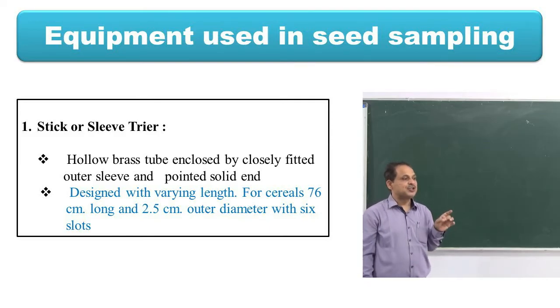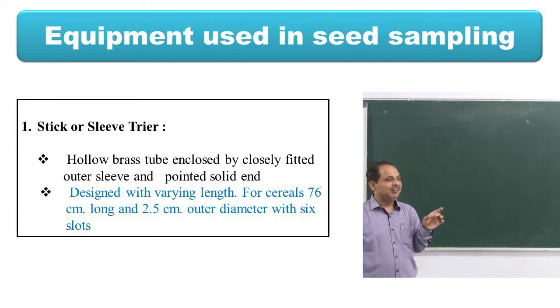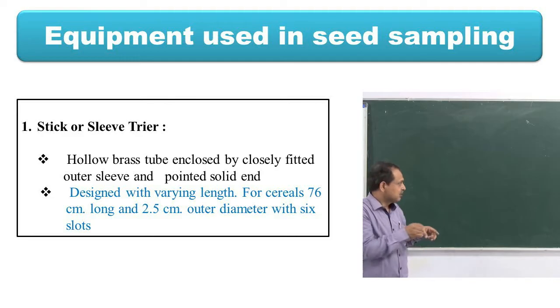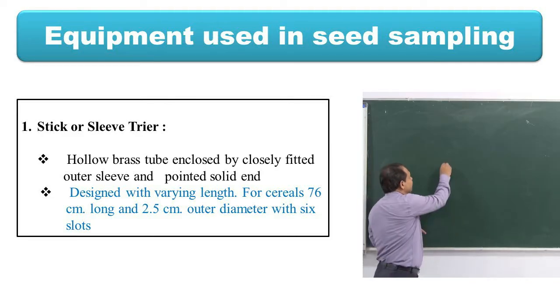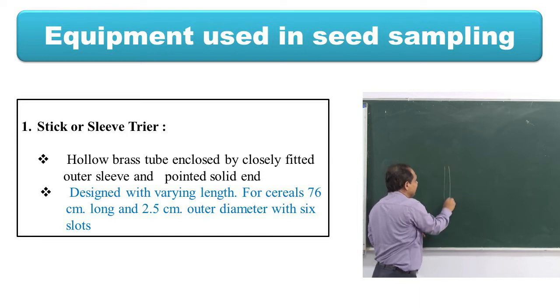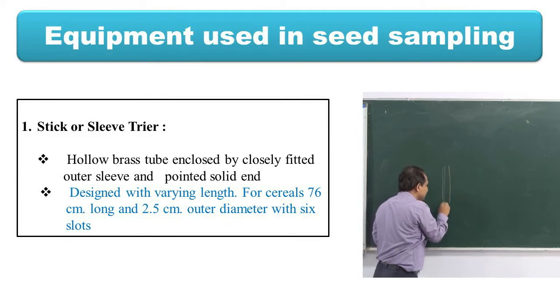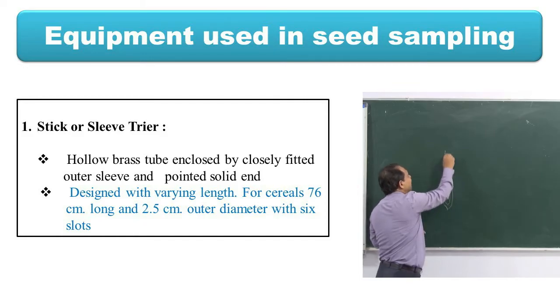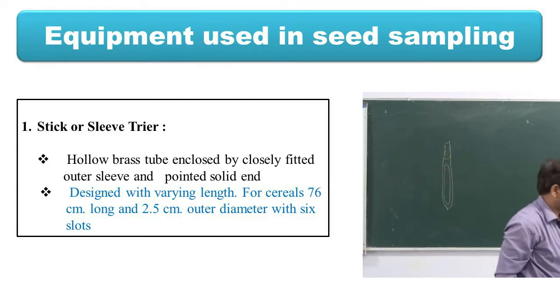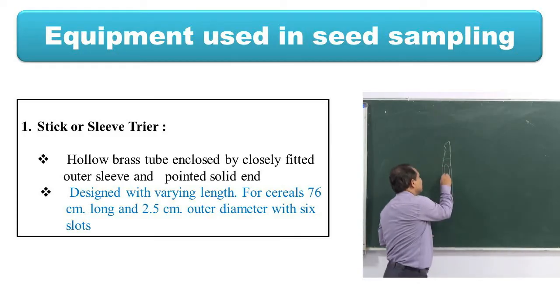It is a hollow brass tube enclosed by a closely fitted outer sleeve and a pointed solid end. Suppose it is like this, we will show you in the next slide, with the closely fitted tube, and there is one handle, and there are compartments in this hollow tube.